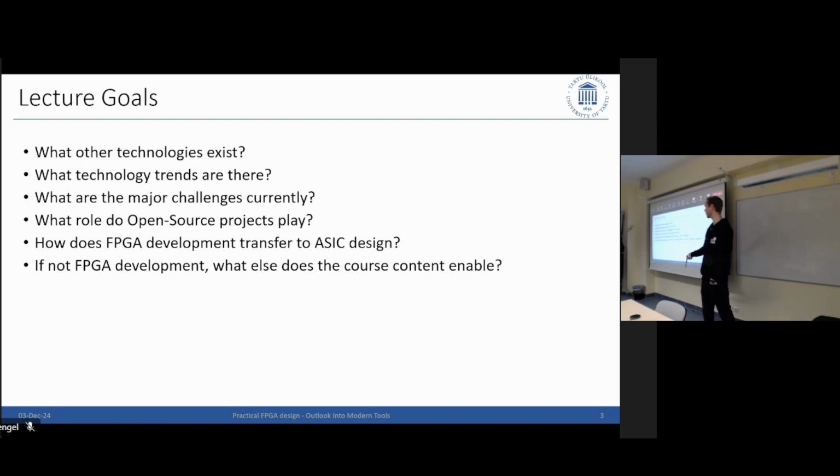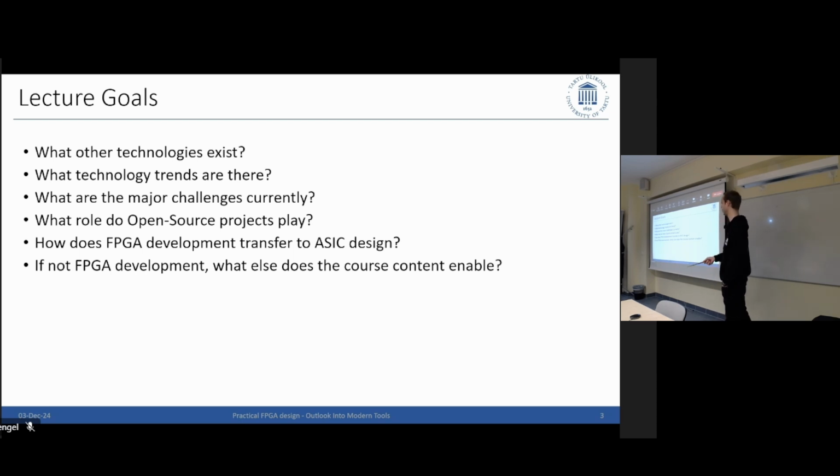What other technologies do we have? What technology trends are coming with that? What challenges do we have? Most of it's just a summary. And open source software: what projects are there, what roles do they play, and what lessons are there to be learned from those?